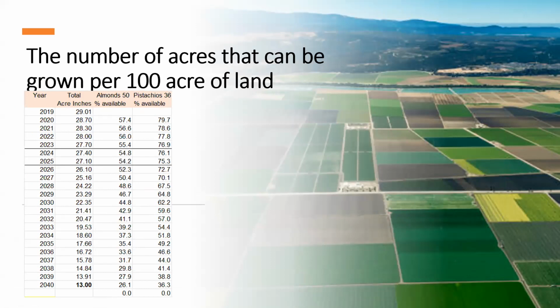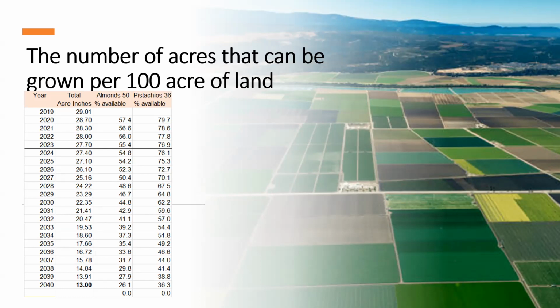So what does that mean for a farm operation? If I was growing almonds, I typically need about 50 acre inches, and pistachios typically need 36. So if you have 100 acres and I only have 27.7 acre inches to work with, that means I can only farm 55.4 acres of that total 100 acres. The rest of it has to be fallow, so I can save that water and move it over to the farmland that I am farming.